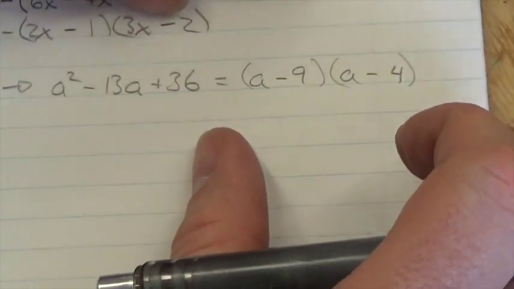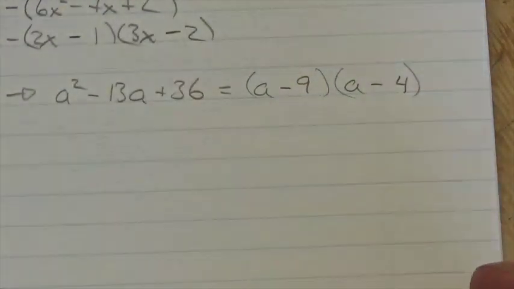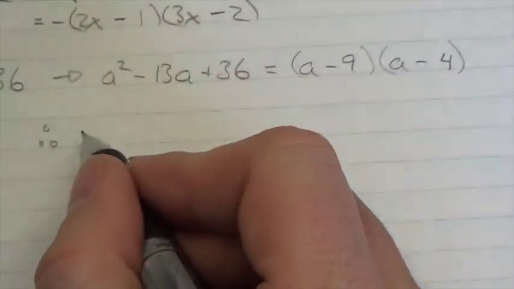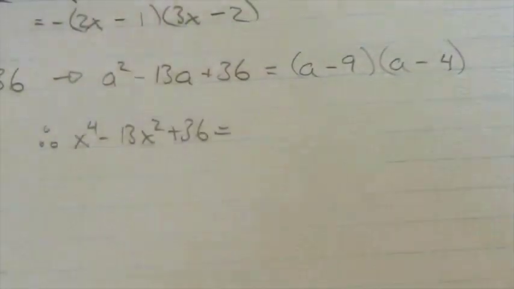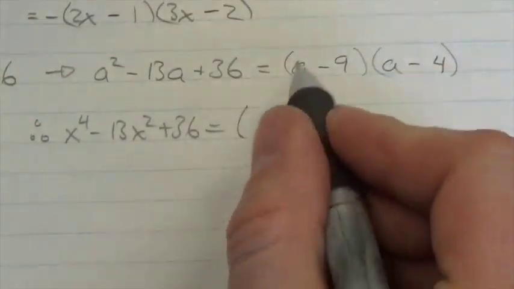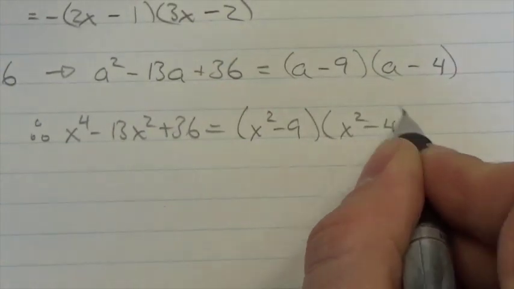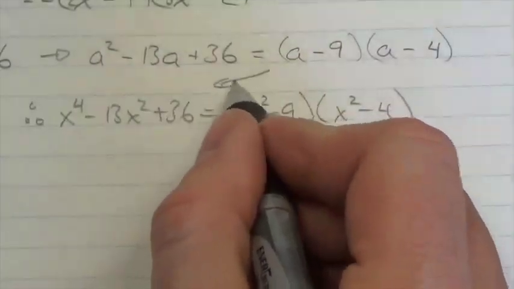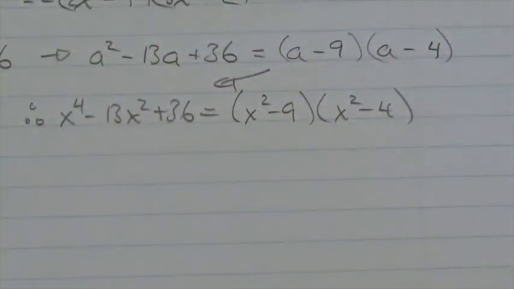Now this is not the final answer though, because my original question didn't have a in it. My original question was in terms of x. So therefore we can write that x to the fourth minus 13x squared plus 36 has this form of factoring, but not with an a, with an x squared. So it becomes x squared minus 9, x squared minus 4. Okay, so I had a little detour, went off to the side, did a little bit of factoring to simplify that overall structure, and now I've got it down to this.